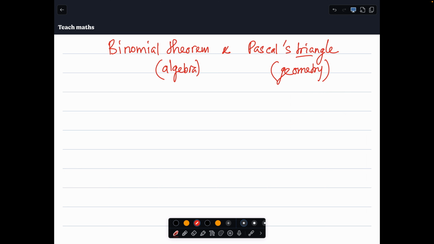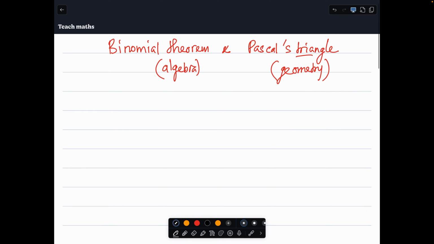So you may have heard of the name the binomial theorem. Okay, don't be scared of theorem or whatever. Bear with me. It should be straightforward, and I will help you to get through it. It is used extensively in mathematics.